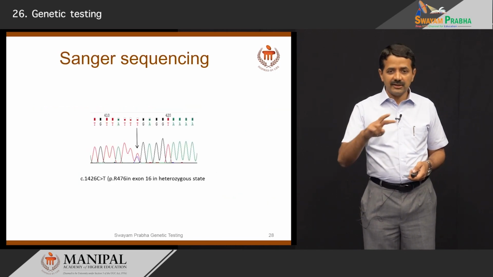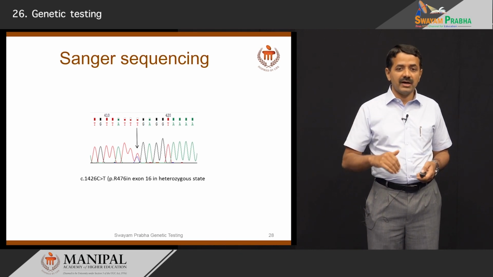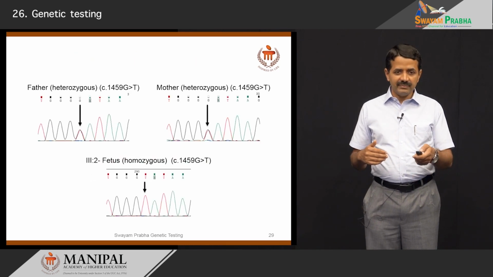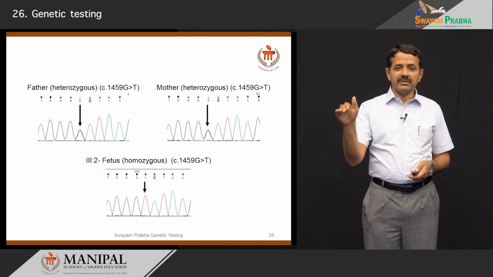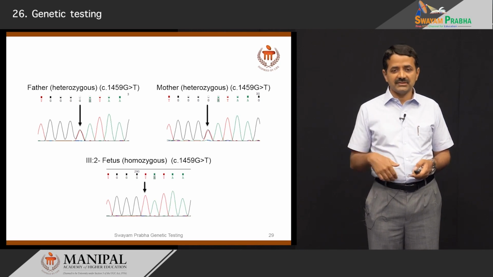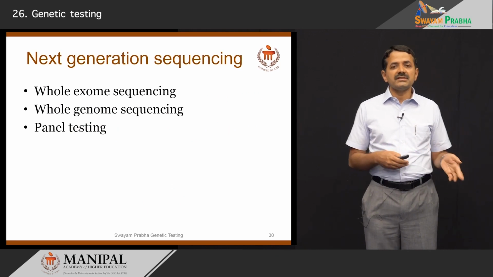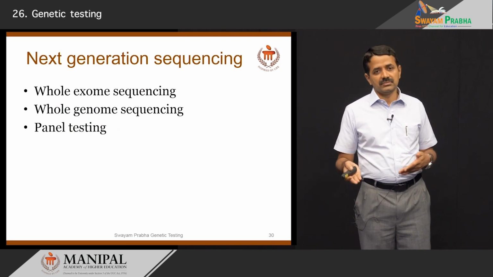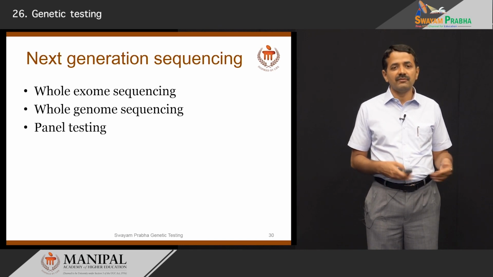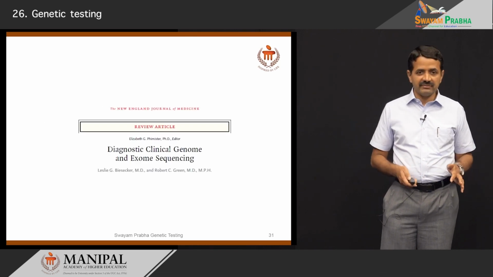You can see here heterozygous variation giving 2 peaks, double peaks of half the height, suggesting there is a heterozygous change. We can see here parents are heterozygous in the upper panel and proband or the fetus is homozygous, suggesting the sequence variation. We now have something called next generation sequencing, of which the most widely used test is whole exome sequencing, followed by whole genome sequencing and panel testing for specific indications.